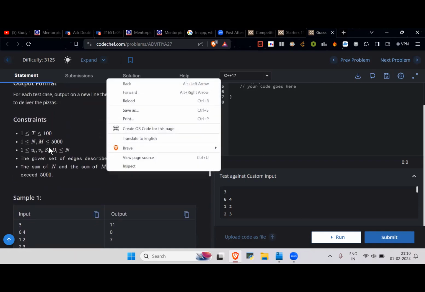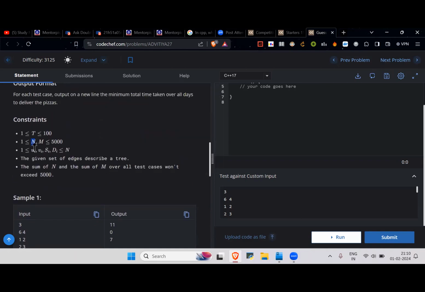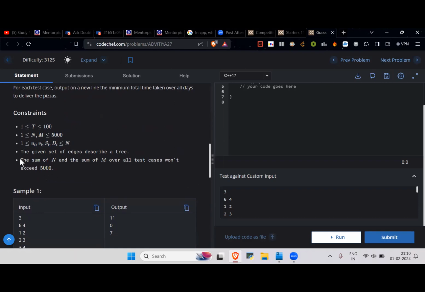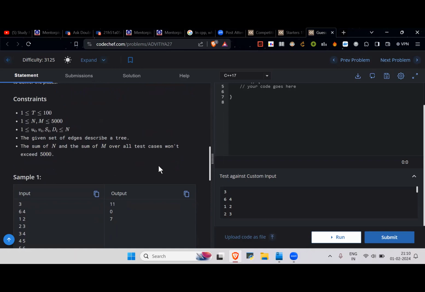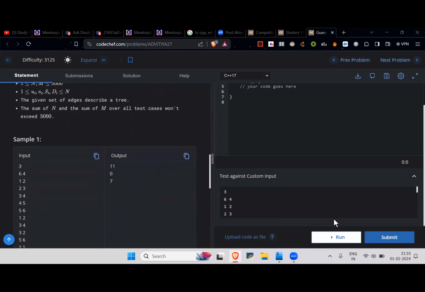About the constraints: the n value, the number of nodes in the tree, can be up to 5,000. The m values, the number of days, can be up to 5,000. And the source, destination, and vertex values will obviously be in the range 1 to n. They've also mentioned that the sum of n and m over all test cases won't exceed 5,000. And test cases are also 100. Okay, so let's see how we can solve this question.